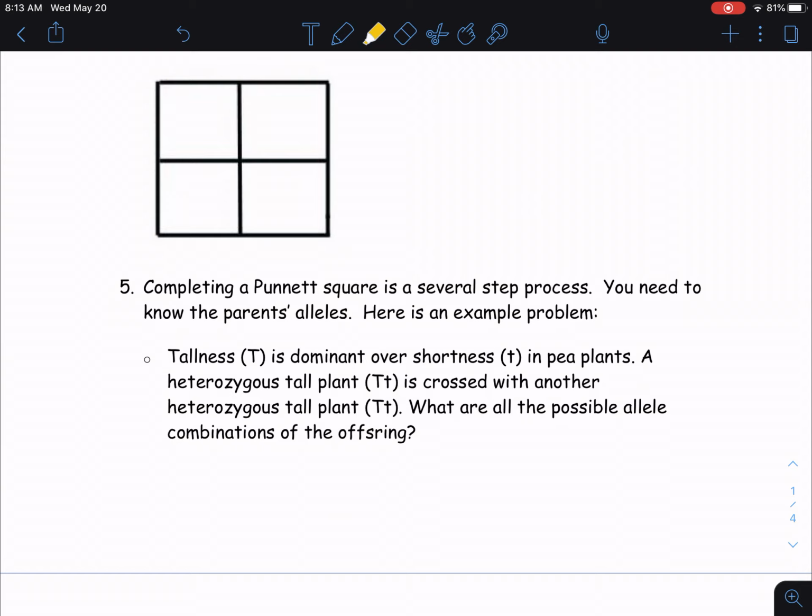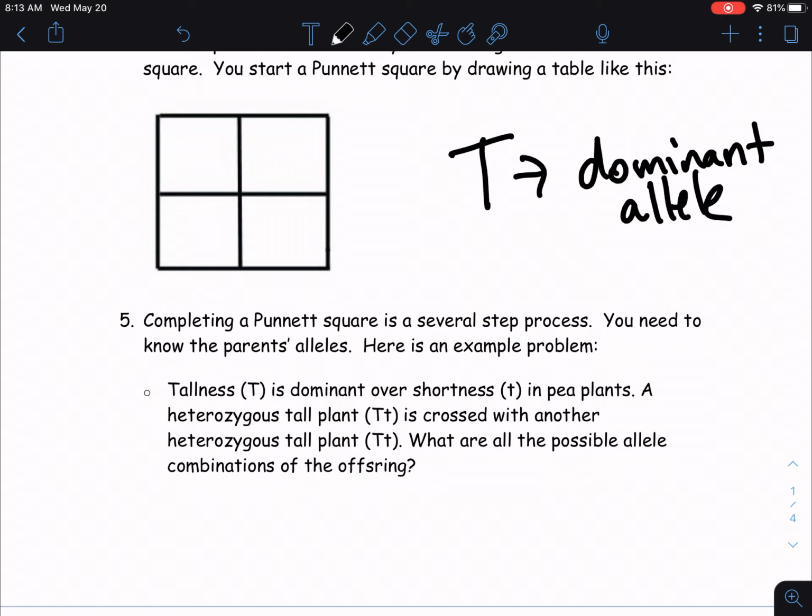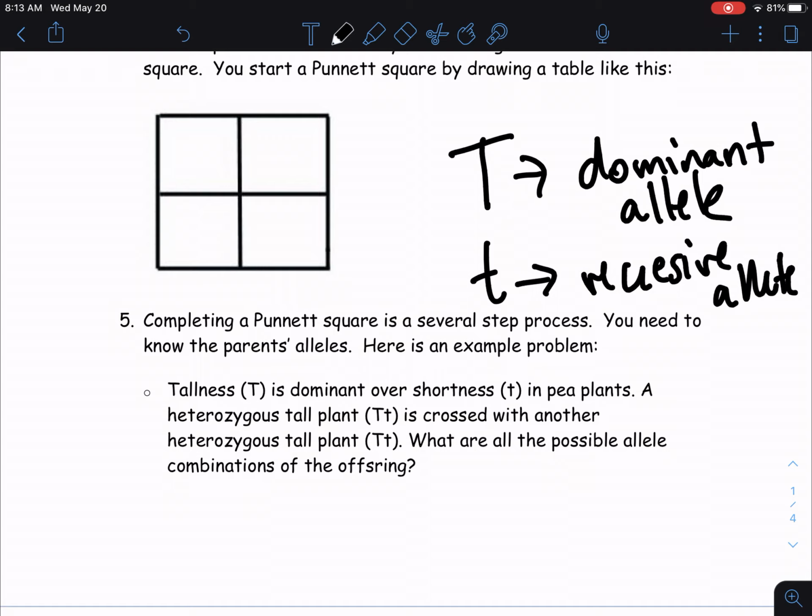Completing a Punnett square is a several-step process. You need to know the parent's alleles. So these letters right here, those are the parent's alleles. So a big uppercase letter is a dominant allele, and a little lowercase letter is a recessive allele. And that just means that the dominant one is the one that you're going to see. You might have both of those genes, but we're only going to see the dominant one. So keep that in mind. So an allele is this right there.